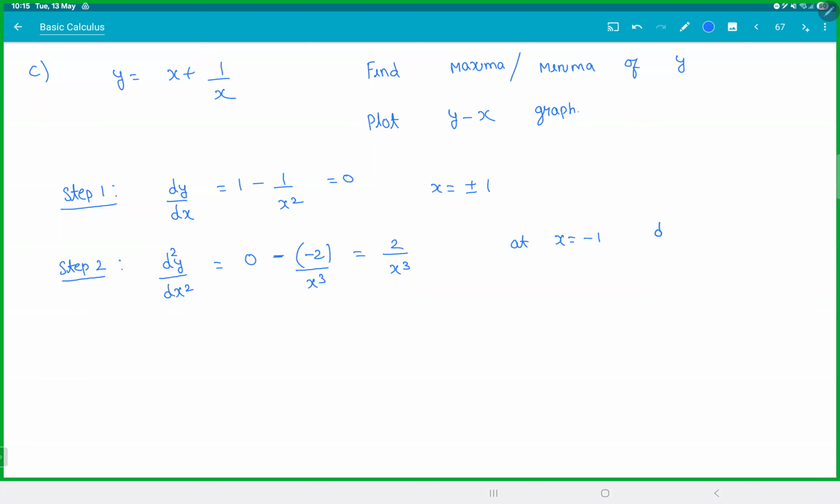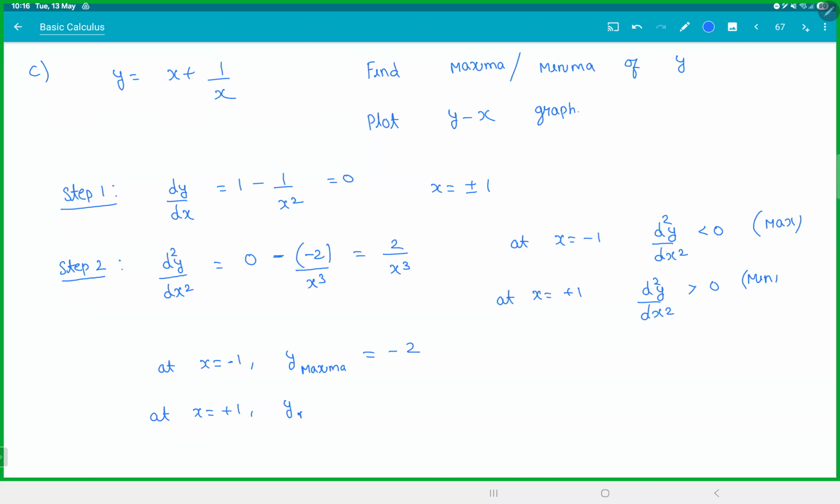At x is equal to minus 1, the double differential is negative. This is your maximum. At x is equal to plus 1, this is your minima. So at x is equal to minus 1, you are supposed to get y maxima. This will be minus 2. At x is equal to plus 1, you're supposed to get minima. The value is plus 2.